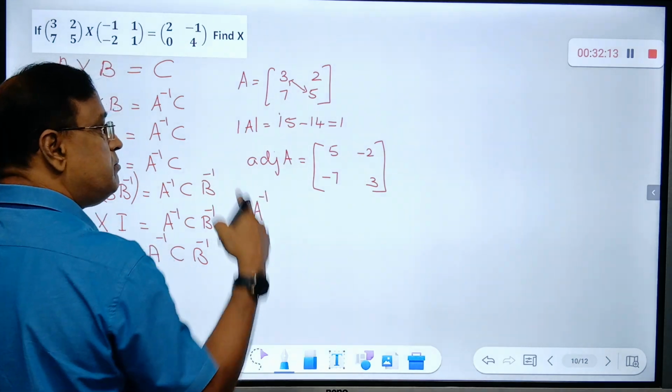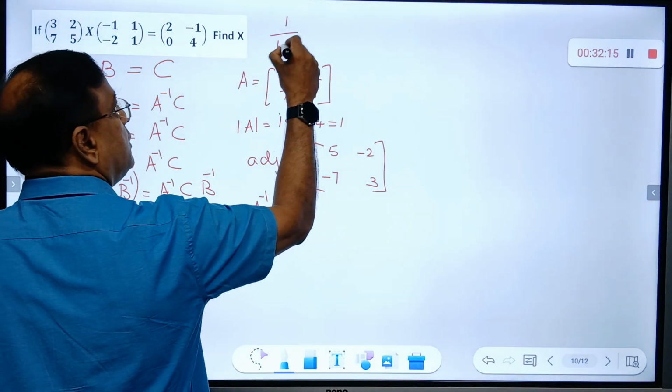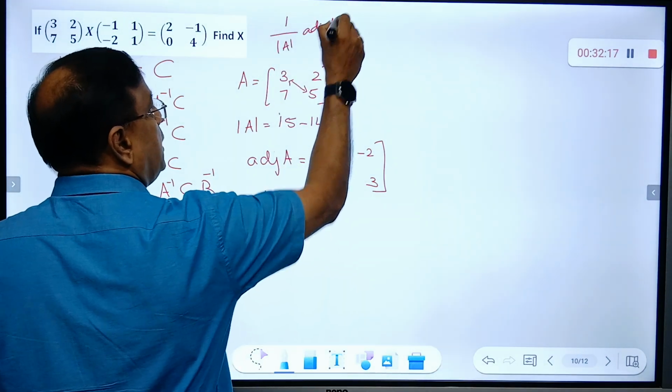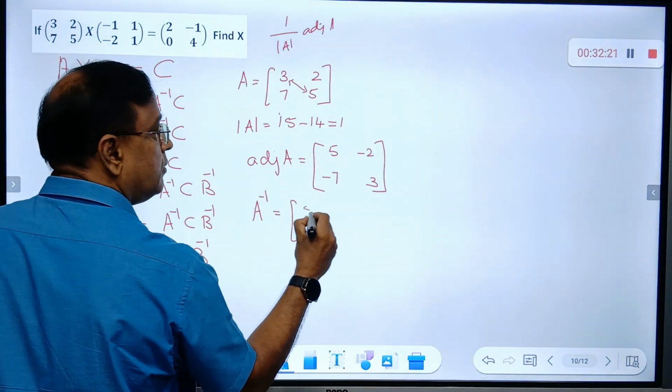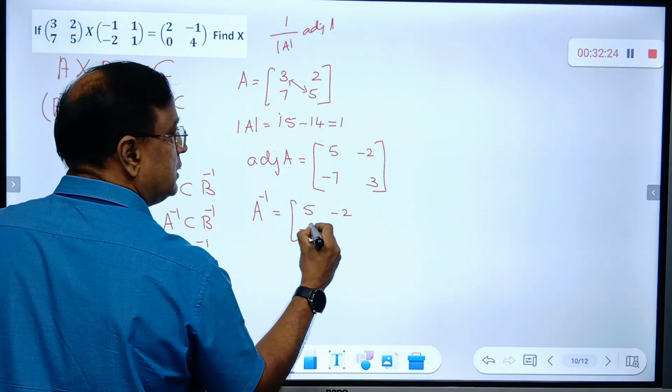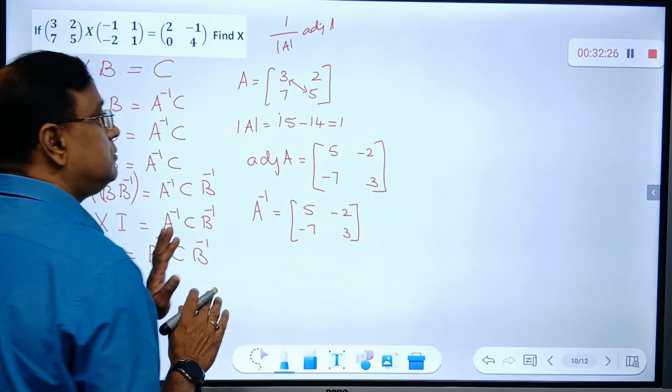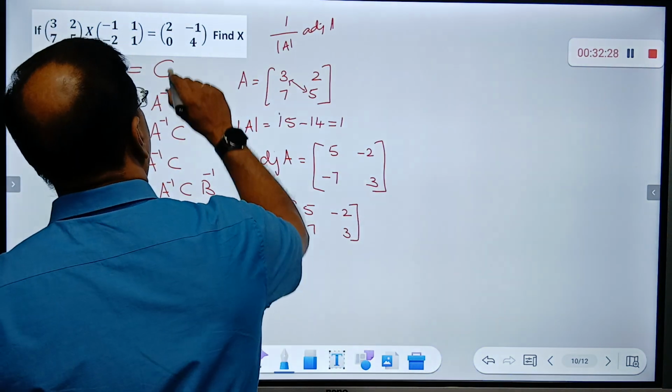A inverse is 1 by determinant of A into adjoint of A. My determinant of A is 1. So my inverse will be same as the adjoint. 5, minus 2, minus 7, 3. So this is finished. Now I want to find B inverse.